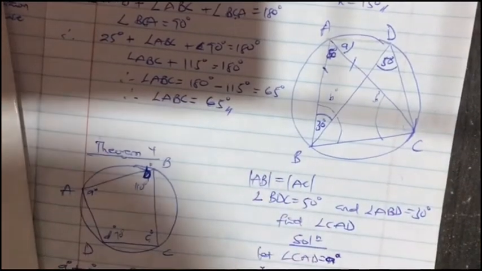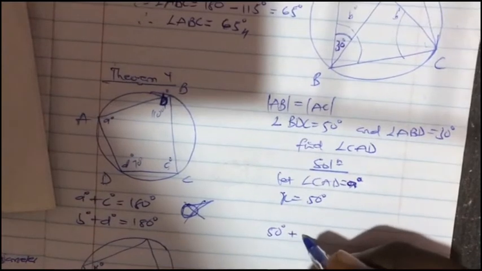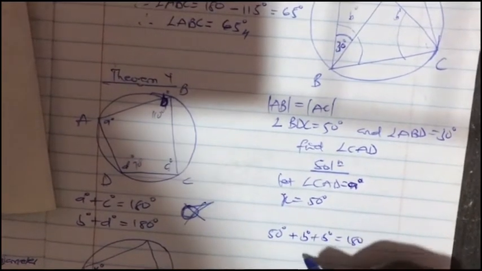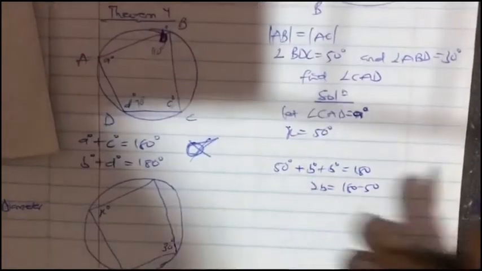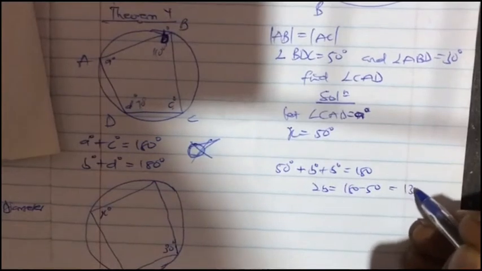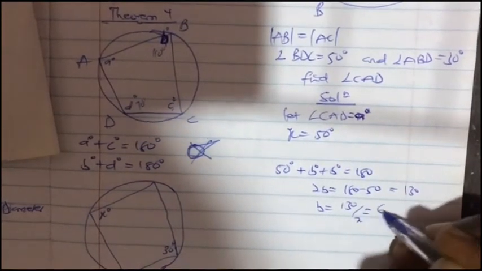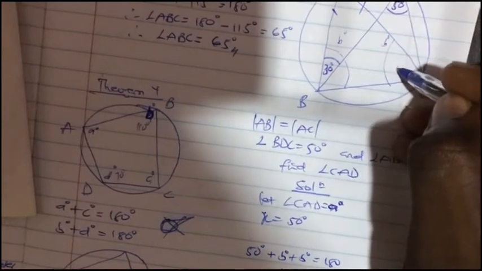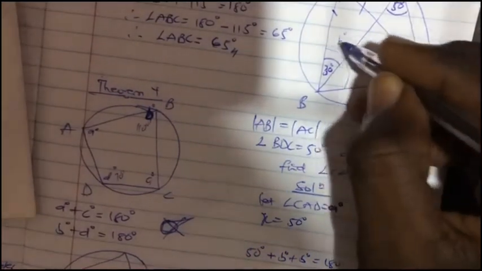Therefore, 50 degrees plus B plus B should be equal to 180. So 2B is equal to 180 minus 50, and this will be 130. So B will be equal to 130 over 2, and that is 65 degrees. So here is 65. This angle has 65 degrees, and this also 65 degrees.